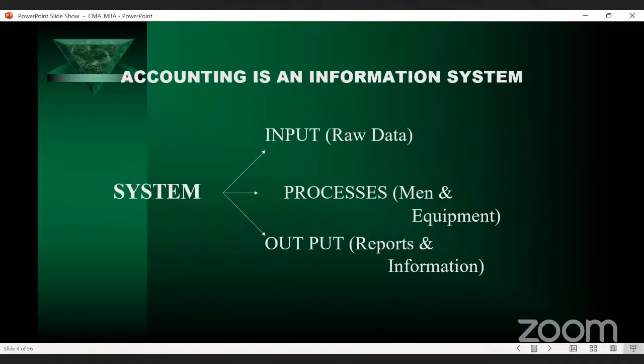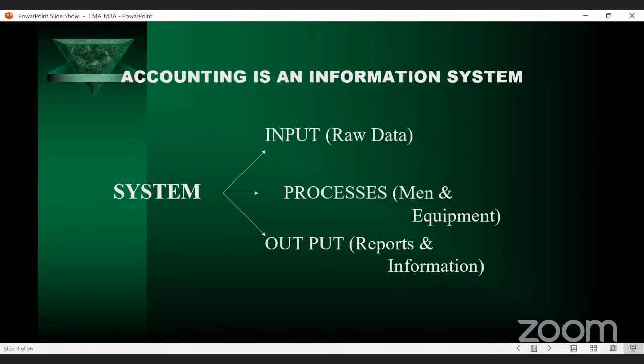So my point of discussion is about why accounting is known as an information system. Again, if it is known as the information system, how does this information help the users, help the decision makers in order to take the various decisions? Let us see. Whenever we are talking about a system, it consists of some input, process, as well as output, isn't it? So these are the three components of a system.